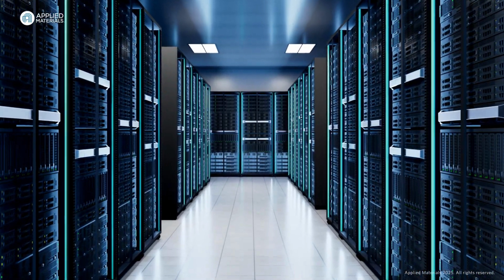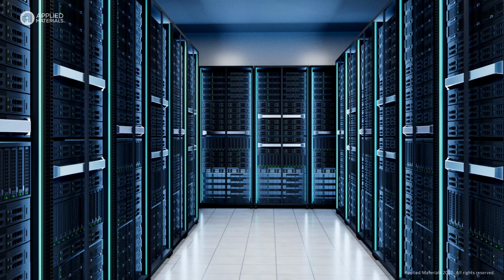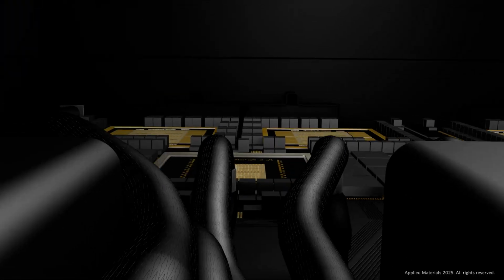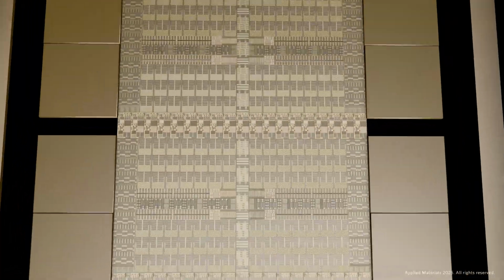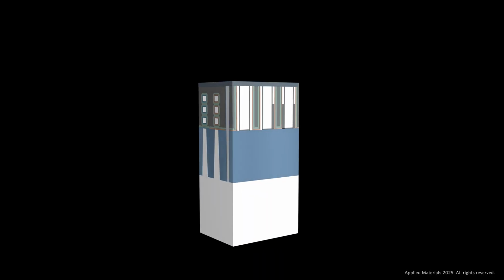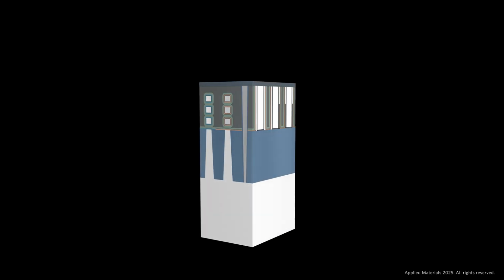From generative AI in the data center to premium smartphones, next-generation applications require high-performance logic and memory chips. Higher performance means more transistors per chip and faster, more energy-efficient transistors. To achieve this, the industry is rapidly transitioning to advanced nodes and adopting a new 3D transistor architecture called gate-all-around.